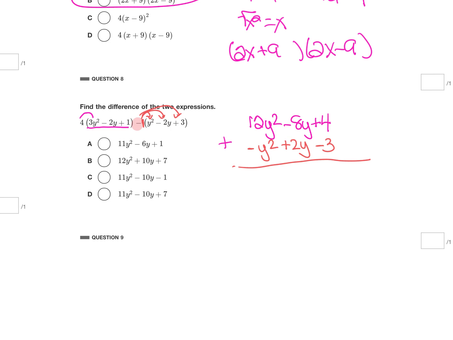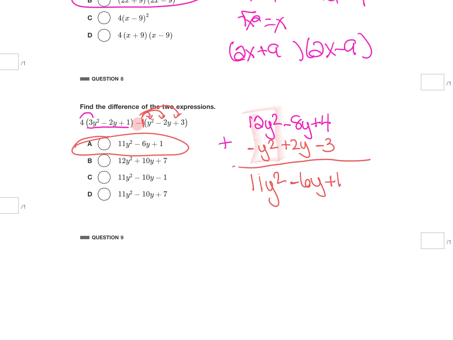Okay, remember, adding and subtracting polynomials is just combining like terms. I like to stack mine vertically so I can line up my like terms. So here with my first term, I have my y squareds. So I have 12 minus 1y squared, and that's going to leave me with 11y squared. And now I have negative 8y plus 2y. That leaves me with a negative 6y. And then a 4 plus a negative 3. That leaves me with a positive 1. So the difference here is 11y squared minus 6y plus 1, and that is answer choice A.